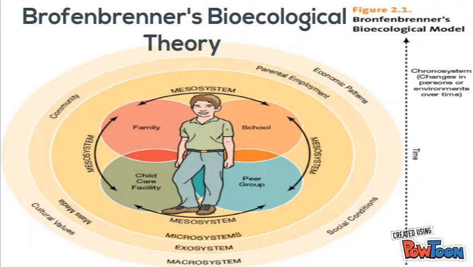One of the best-known theories on the context of development is Bronfenbrenner's bioecological theory of development. This theory emphasizes the combined function of a person and the many systems that exist in the environment and interact to influence development. The five contexts shown here are the microsystem, mesosystem, exosystem, macrosystem, and chronosystem.